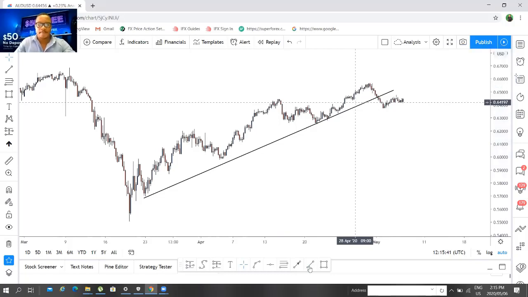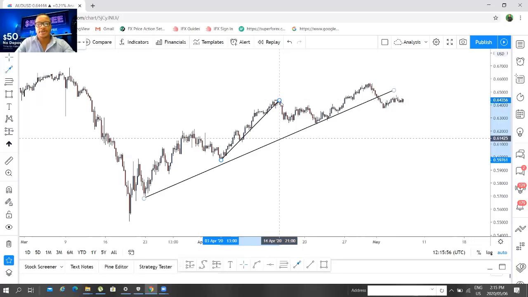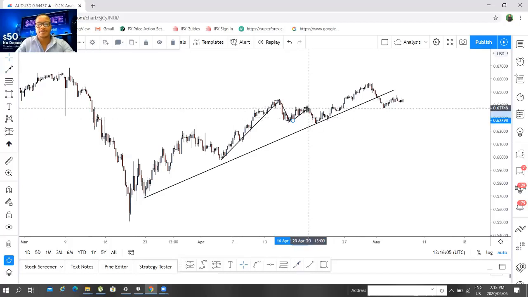As you can see, guys, price pushed up from here to there, and then it went up. It created an ABC to test, right? ABC there.